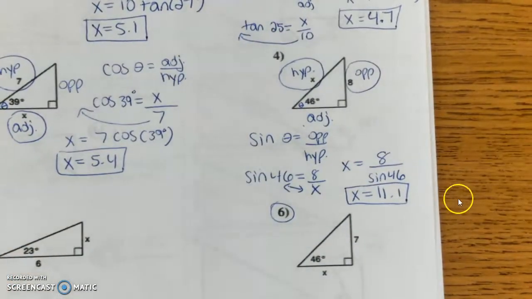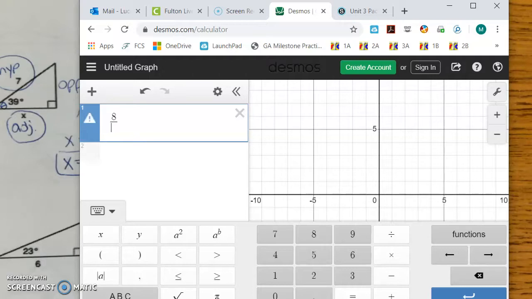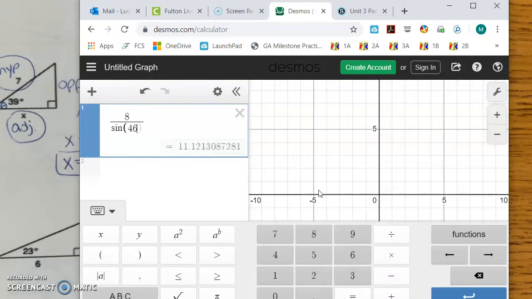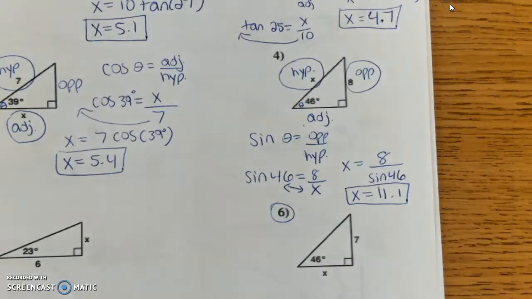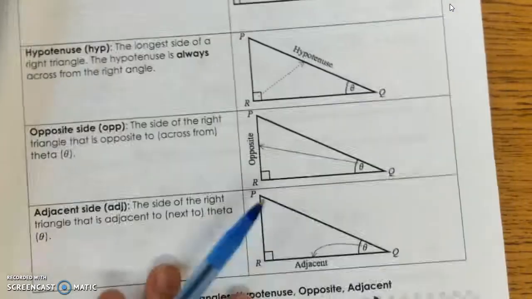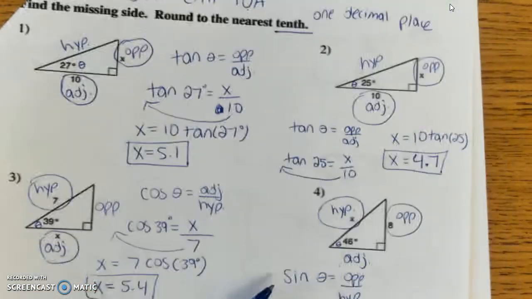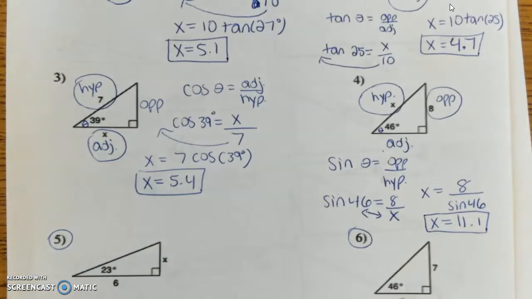Now let's go ahead and do it in Desmos as well. All right, I'm going to have 8 divided by, or over, sine, so I'm going to go to functions, sine, 46. And this gives me 11.1 as well. All right. So remember, the rest of the page is for you. So you are doing 5 through 18 and use Desmos to figure out what x is and round to the nearest tenth, so 1 decimal place. All right, I will see you in class.